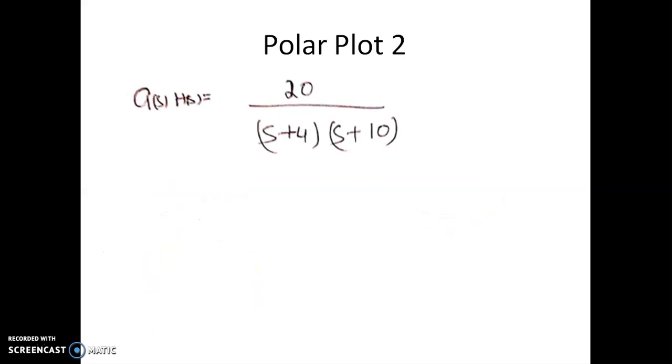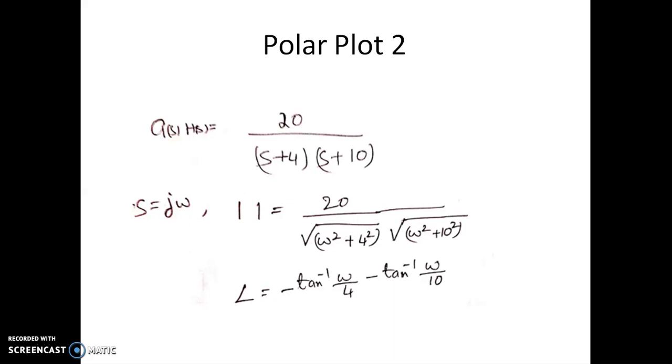Let us see the next polar plot. Now here you can see we have two real poles on the real axis. One is at minus 4, the other is at minus 10. It has a constant gain of 20. Let us see how the plot of this looks like.